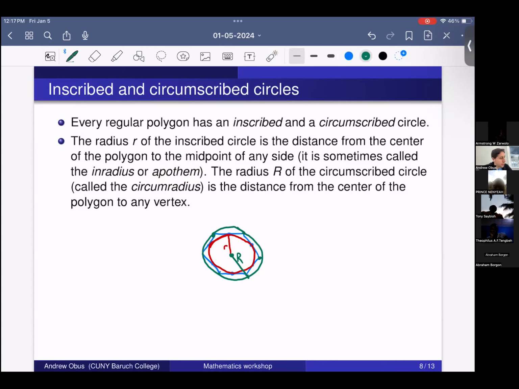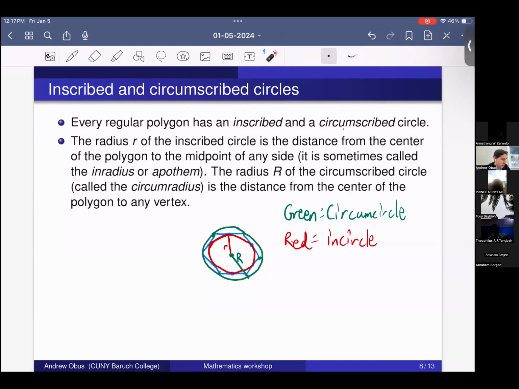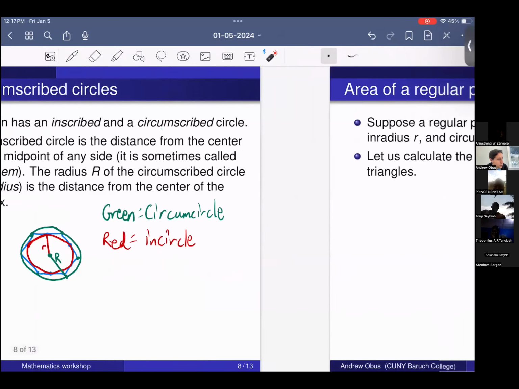Let me just label the diagram. So green equals the circumscribed circle and red equals the incircle. Yeah, so the circles themselves are sometimes called the circumcircle or the incircle. That's just shorthand for the circumscribed circle and the inscribed circle. Okay, so these polygons have these circles.